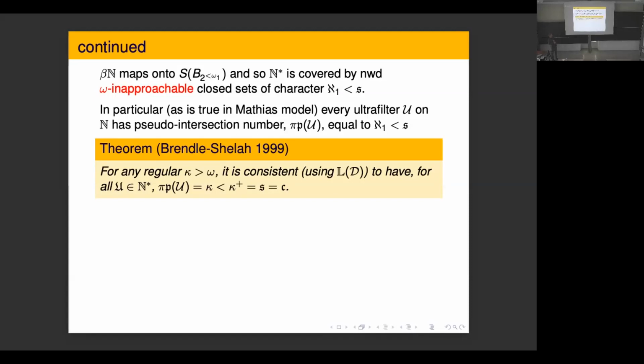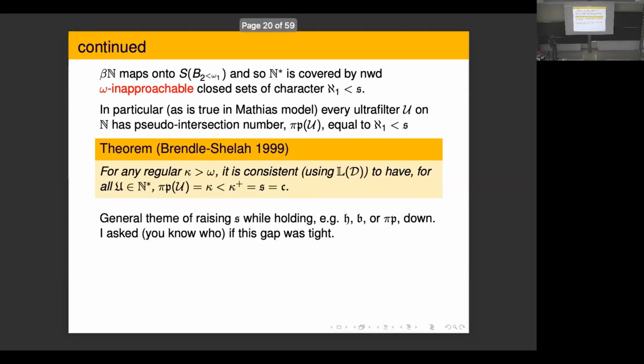distinction between the pseudo-intersection number. So I think Jörg might have, I think Nikos might have defined it, but the first official time I saw it was in this paper. So the pseudo-intersection number of an ultrafilter is the minimum size of a family of members of the ultrafilter such that that family has no pseudo-intersection. So anyway, that was a result.